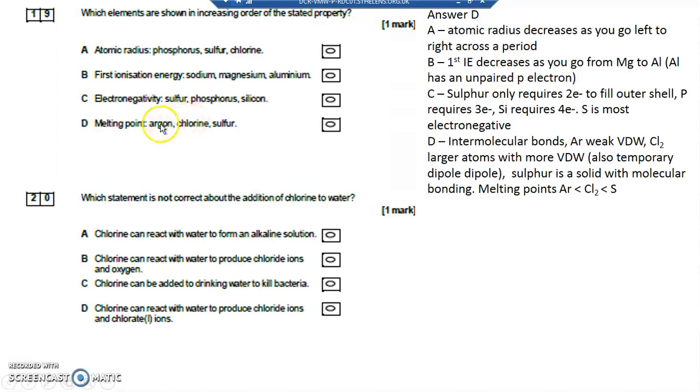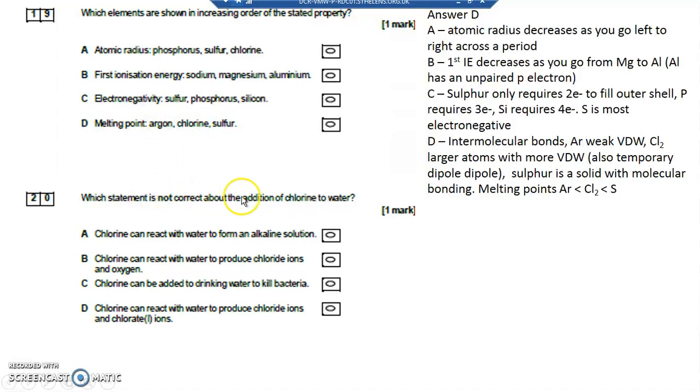Chlorine is a larger atom than argon, so we'll have more electrons, stronger van der Waals forces, and therefore we'll have a higher melting point, boiling point, and sulfur will have a higher one still because it's got covalent bonds in a solid structure. So your answer is D.